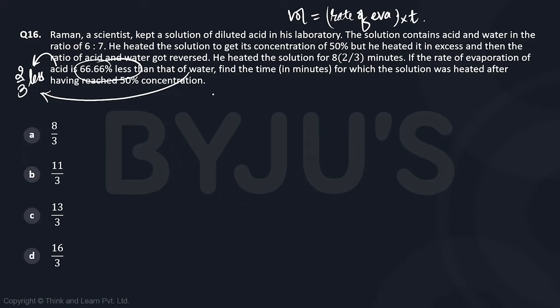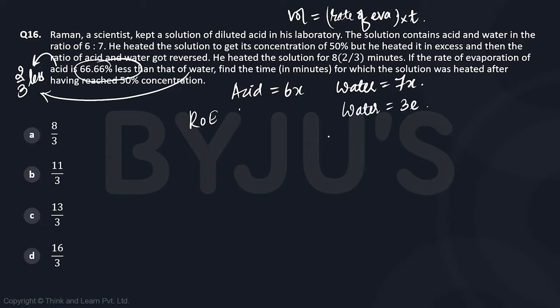So it is known that acid initially was 6x and water initially was 7x. And eventually the ratio became 7:6. Let's talk about the rate of evaporation. So I'm going to use ROE for that. For water, the rate of evaporation I will take as 3E, and that of acid will be 2 less. 3E minus 2E, so it will simply become E. So that's what the rate of evaporation of acid is. So water is evaporating faster than acid.